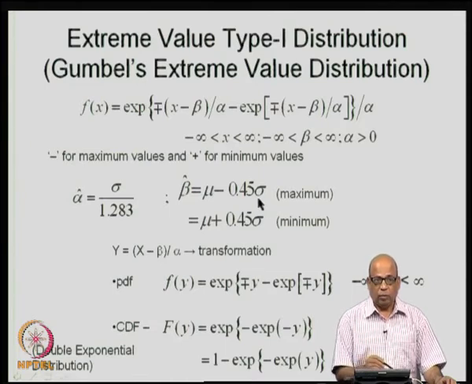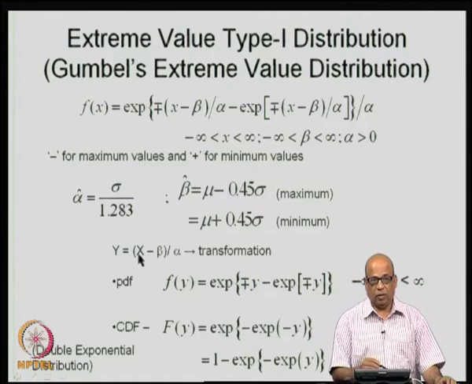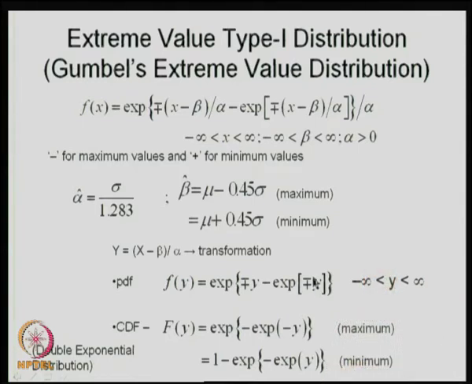We used a transformation y equal to x minus beta over alpha, which simplifies the PDF, and we write the PDF for the transformed variable y as follows: f of y is equal to exponential of minus plus y minus exponential of minus plus y, and again minus is used for minimum values in the case of our earlier expression, and plus is used for the maximum values. I am sorry, the other way around. So, we use the negative sign for the maximum values and the positive sign for the minimum values.